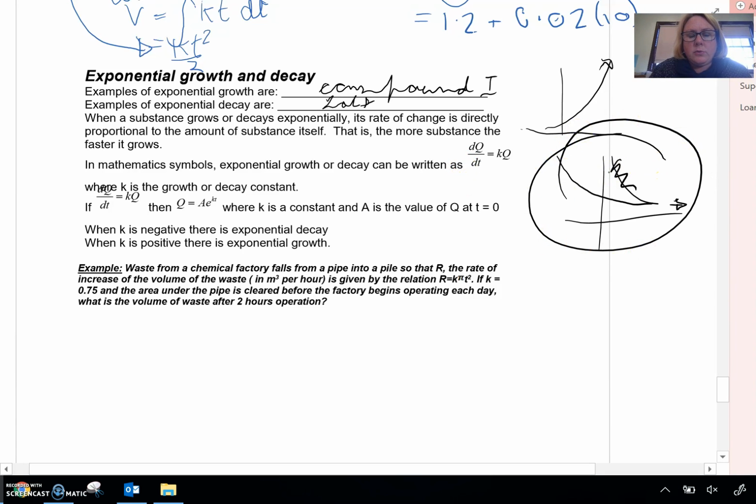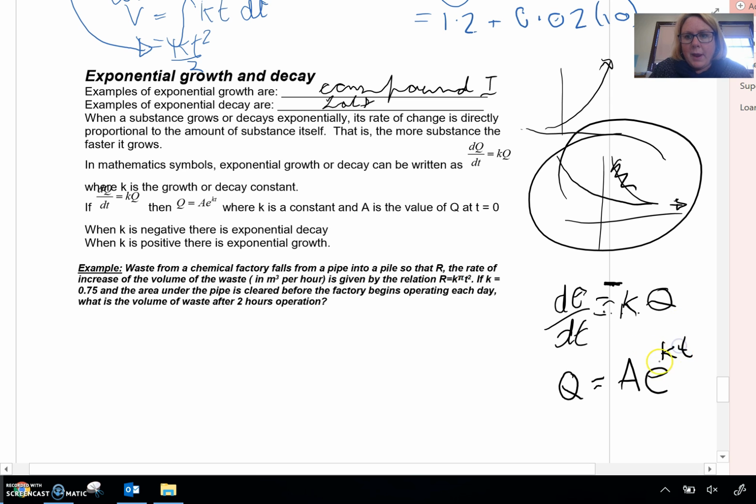In maths, exponential growth and decay can be written as follows. If I've got something growing or decaying over time, its rate of change is some constant times its original amount. If it's decaying, it would be a negative constant. If it's growing, it's a positive constant. Because it's an exponential function, we say that the original amount is what we started with, growing at some rate, to some exponential power.